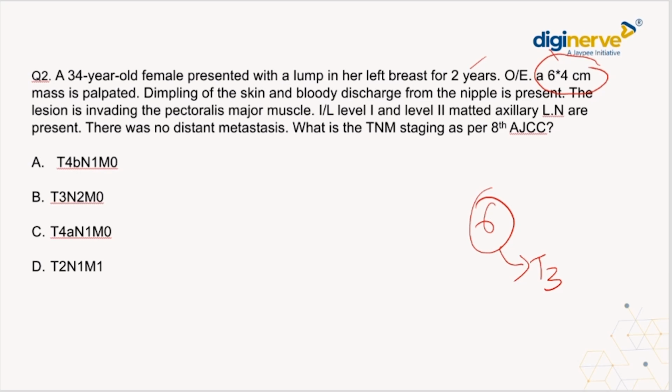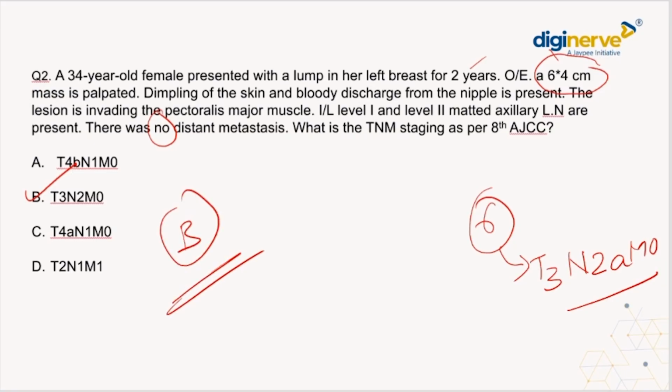Then it says that ipsilateral level 1 and level 2 matted axillary lymph nodes are present. Level 1, level 2 matted या fixed है, तो हमने क्या बोला था? 1 से 2 में आ चुके हैं. So this is N2A. ठीक है. No distant mets मतलब M0 हो चुका है. So our staging is T3, N2A, M0. अब इसमें क्या option है बेटा? T3 पता है, एक ही option में है. So this is option number B. N2A नहीं mentioned है, तो that is fine with us. So we know that this is the answer.